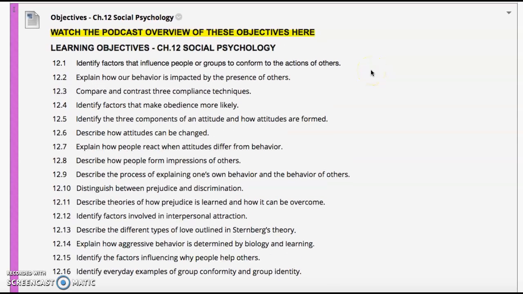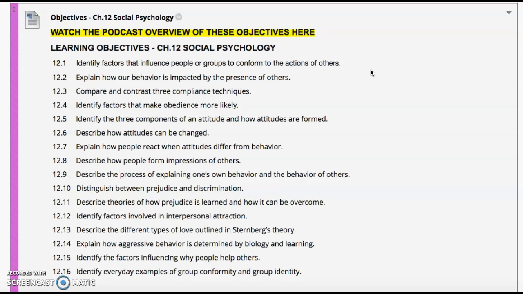This is the podcast overview for Chapter 12, Objectives, covering social psychology. So the first part of the chapter is looking at factors that influence people or groups to conform to the actions of others. So it's really looking at the area of conformity, made famous by Solomon Asch. So we're going to be taking a look at that. I've also got a video this week about that you can watch.